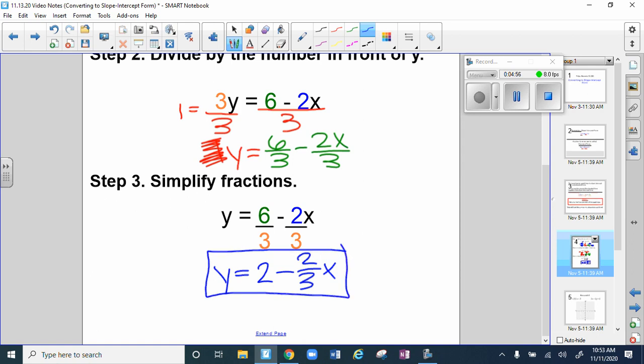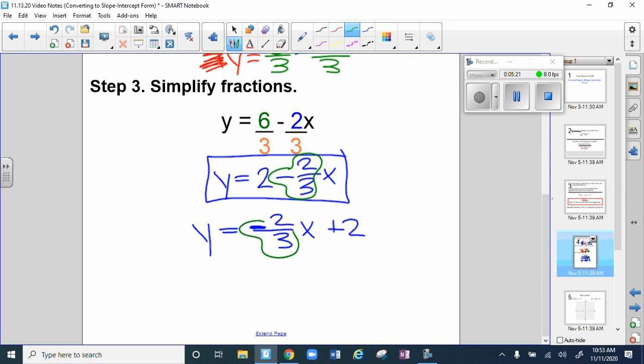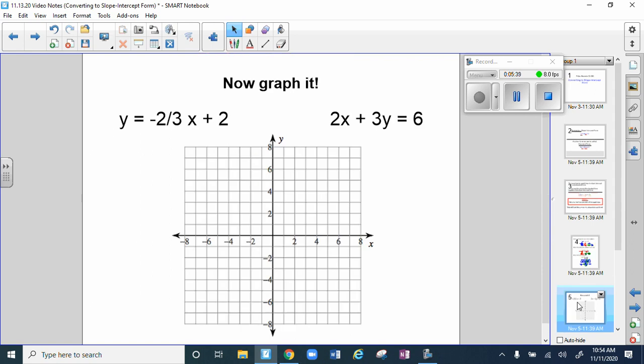And now I'm done. If you wanted to, you could rewrite this so it looks closer to our slope-intercept form. If I rewrote it as y equals negative 2/3 x plus 2, and that's a negative. Just remember, if you are going to rewrite it, remember that the negative stays with our number. So a negative 2/3 and a negative 2/3. They're the same equation, but you can write it either way. So that would be my slope-intercept form of this standard form equation. So now that we've converted it, we can graph it. So here I have both my standard form and my slope-intercept form.